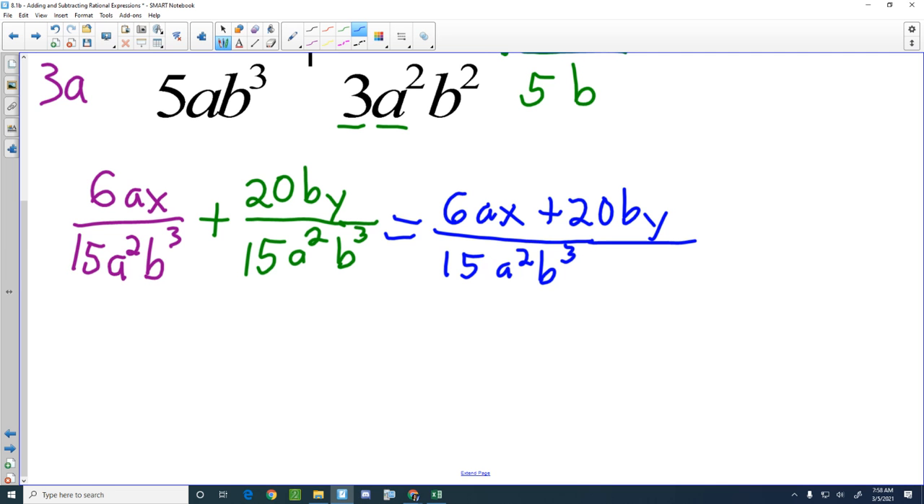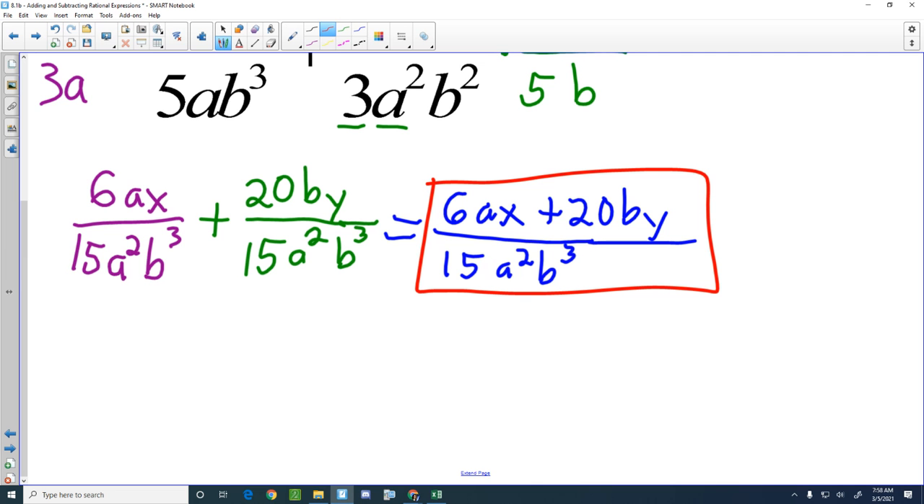And then they all have different letters. None of them have the same letters. So this is it. We've simplified it all the way, or there's no more simplifying we could do, I should say. And that's adding fractions, adding rational expressions, I should say. Any questions yet?